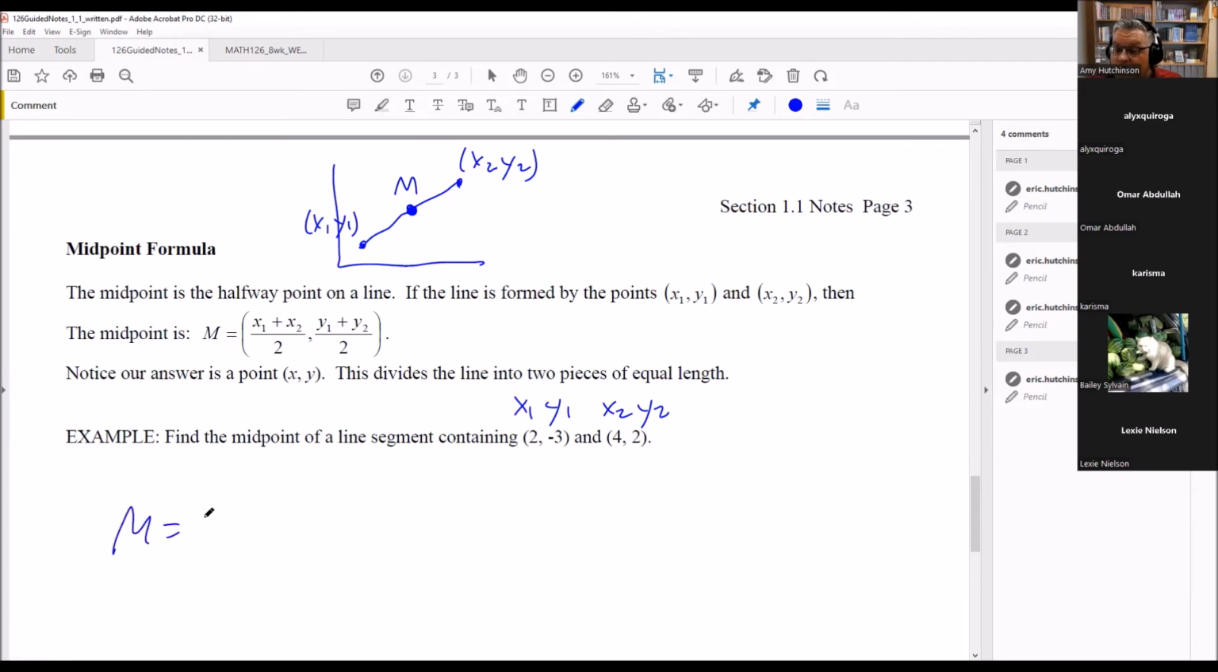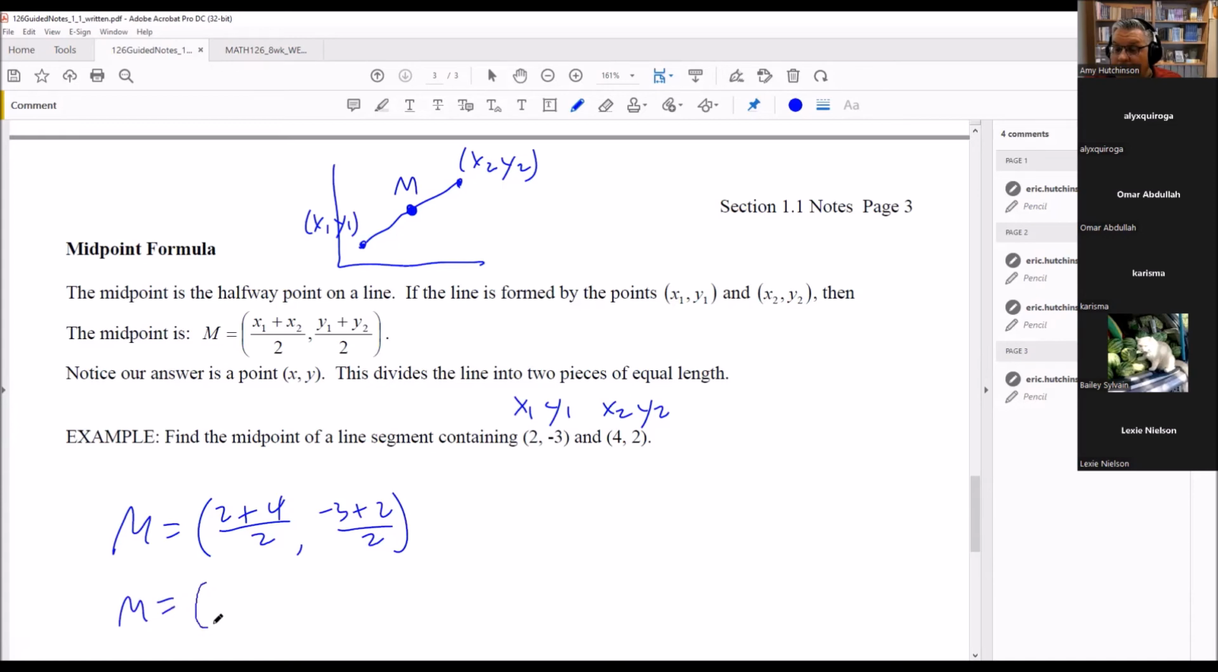So m equals, okay, let's put this in. x1 is 2, x2 is 4. That's all added together divided by 2. Next, I have y1 plus y2, so I have -3 plus 2 all over 2 as well. So I'm adding up the 2 y values I see here, and then dividing them by 2. Now I want to simplify this.